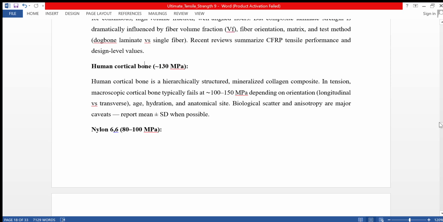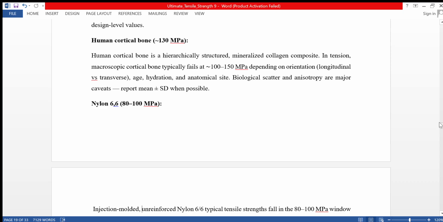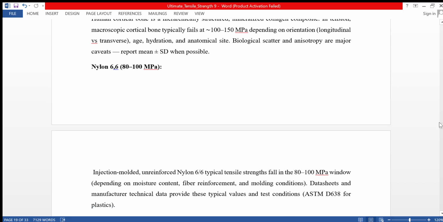Nylon 66, 80 to 150 megapascals. Injection molded unreinforced nylon 6/6 typically has tensile strength in the 80 to 150 window. Data sheets and manufacturer technical data provide these typical values and test conditions. ASTM D638 for plastics.